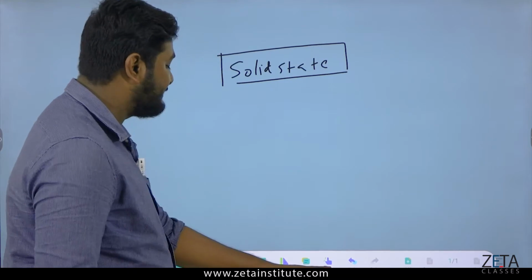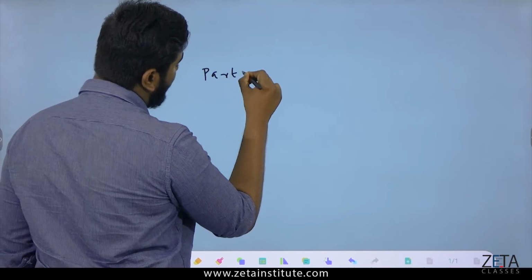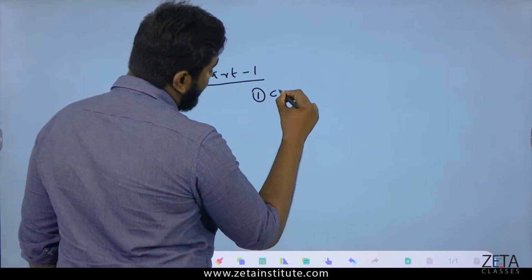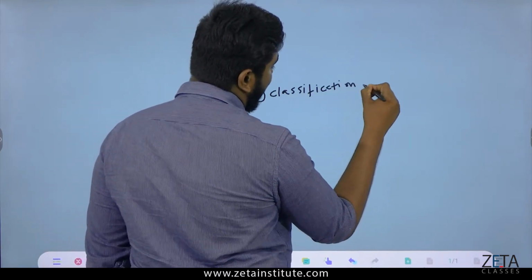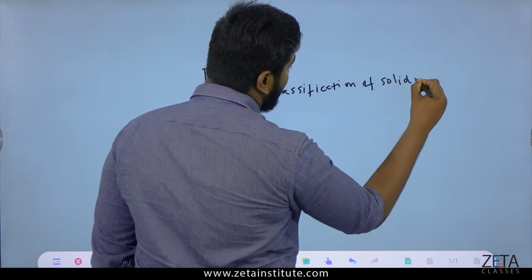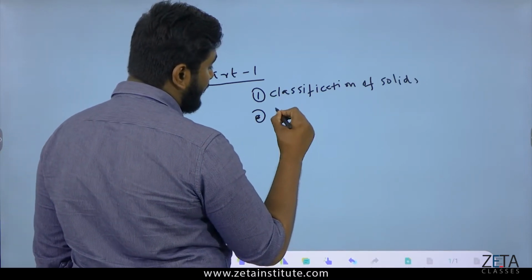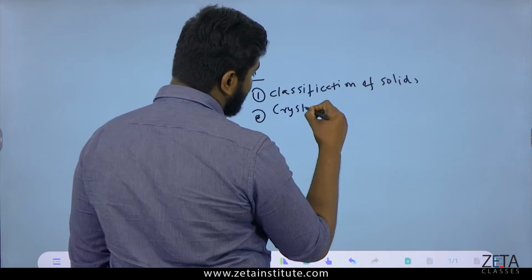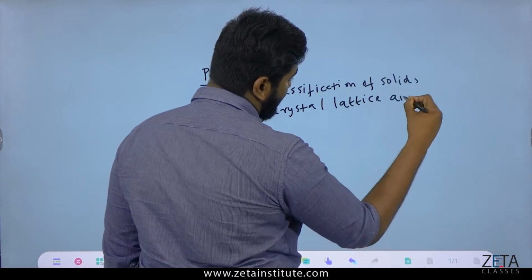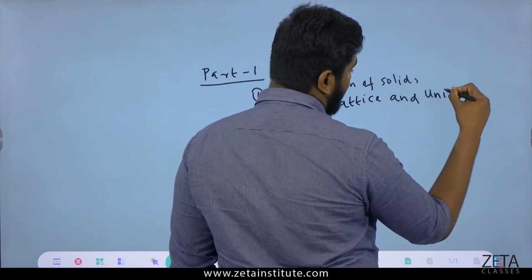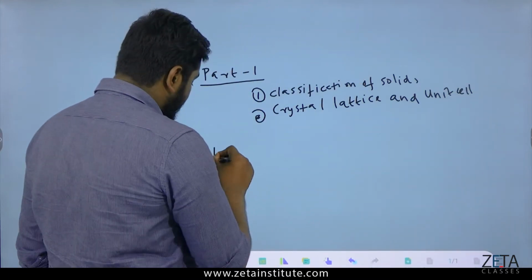Here I am dividing this chapter into three parts. In part 1 we are mainly discussing two important points. The first one is the classification of solids, the different types of classification of solids. The second topic in part 1 is the crystal lattice and unit cell. Very important, the basic part of this chapter. That's all about part 1.